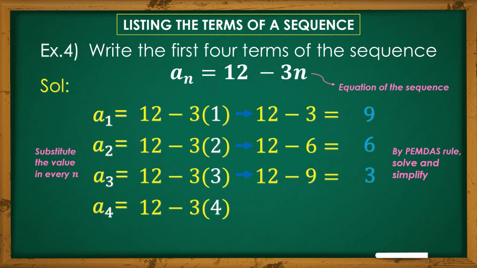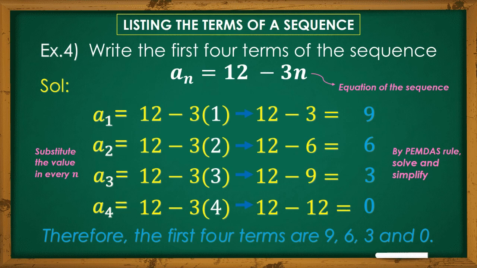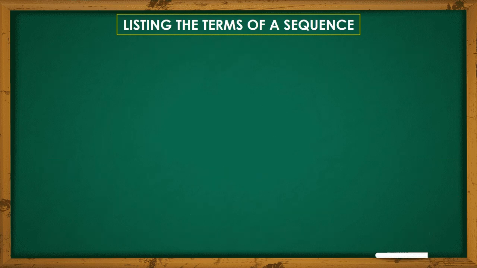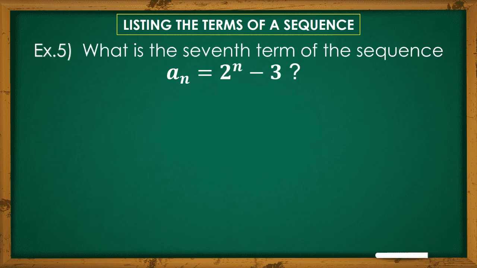And yung a sub 4, 3 times 4 is 12. Subtract it from 12, the answer is 0. That completes our sequence as 9, 6, 3, and 0. This is how we list the terms of a sequence given the equation of the sequence. Subukan naman natin ang example number 5.